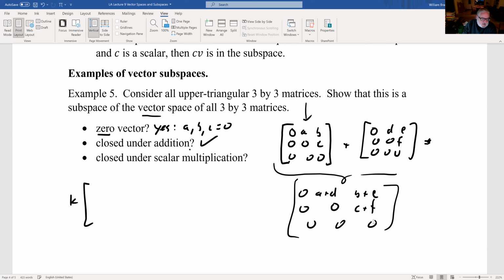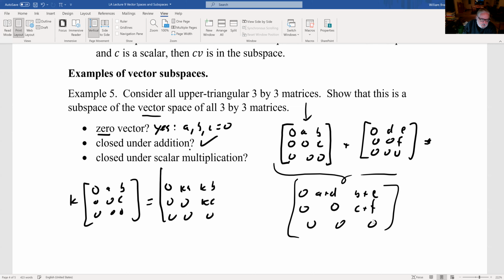And is it closed under scalar multiplication? Well, if I take a matrix of this form and multiply it by a constant, I get a matrix of that form. So it's closed under scalar multiplication. So it's a subspace, right? The big space is the set of all 3 by 3 matrices. This is a sub-collection of them, and it's closed under addition, closed under scalar multiplication, and includes the zero vector. So this is in fact a subspace.